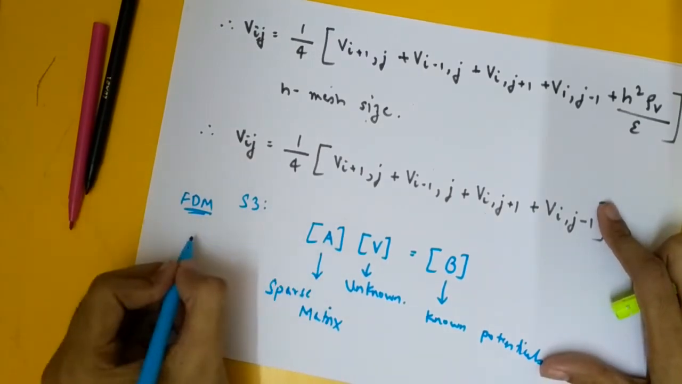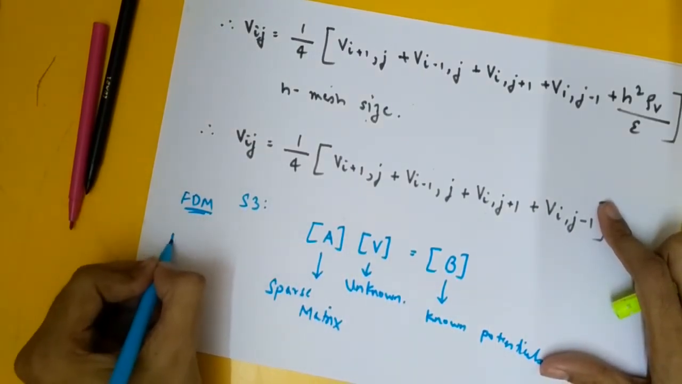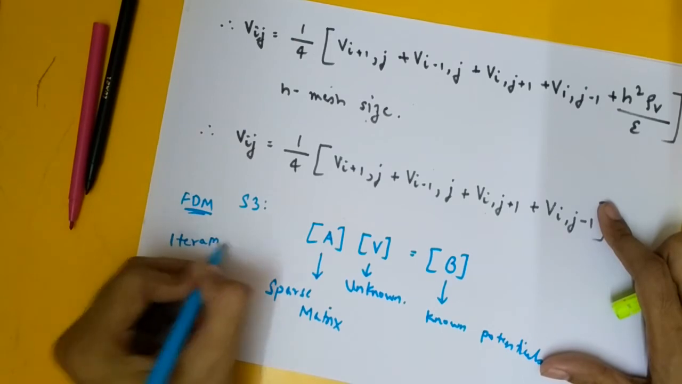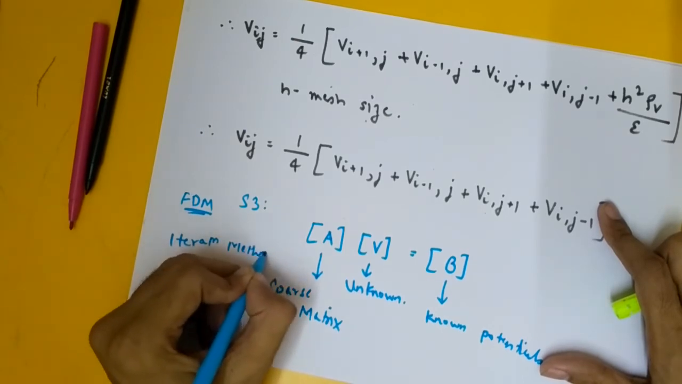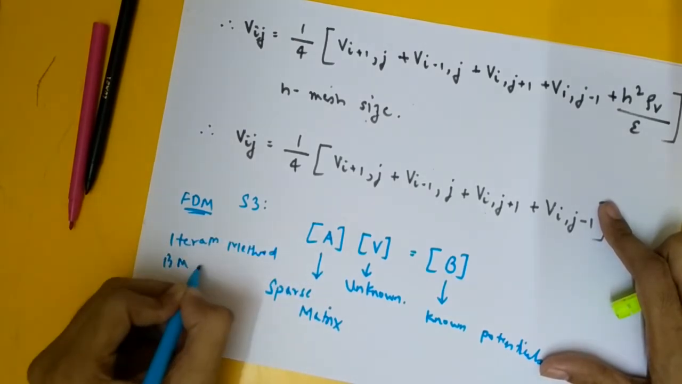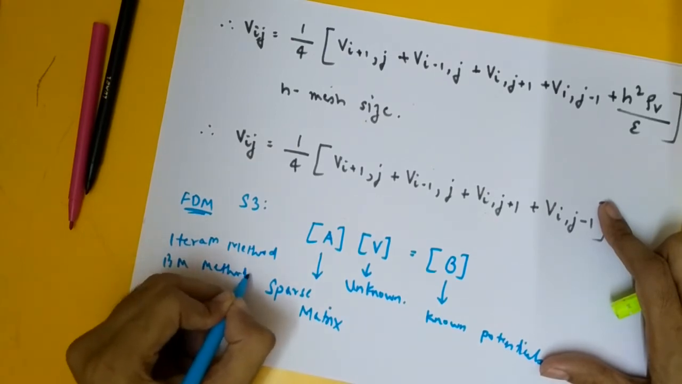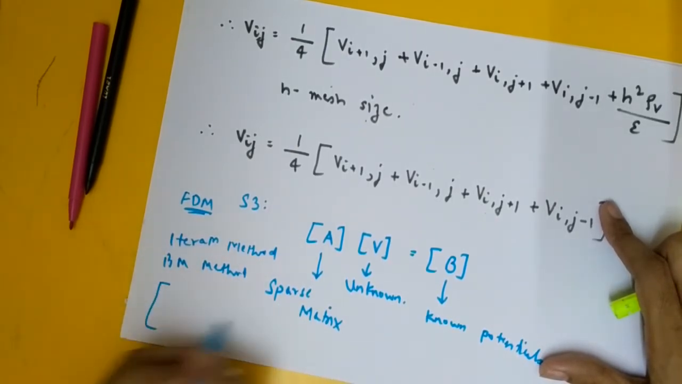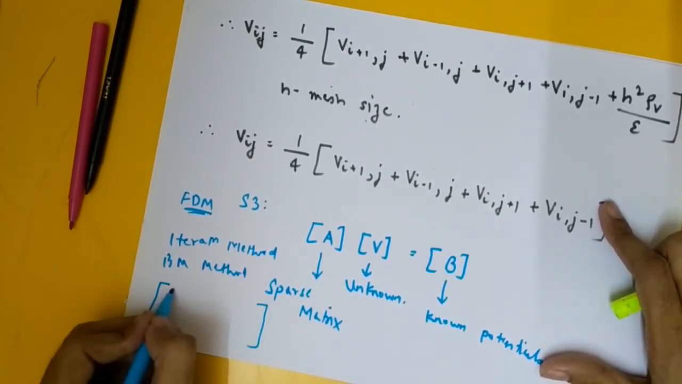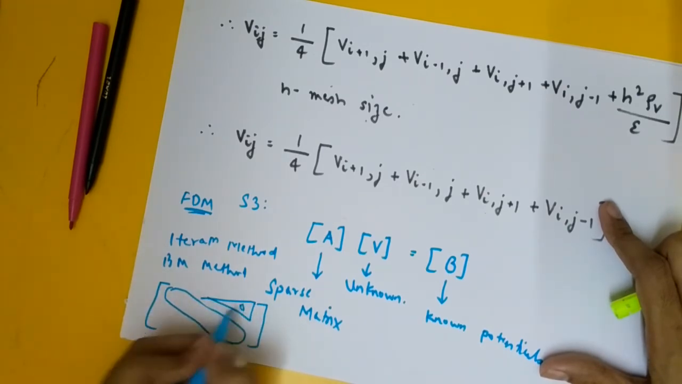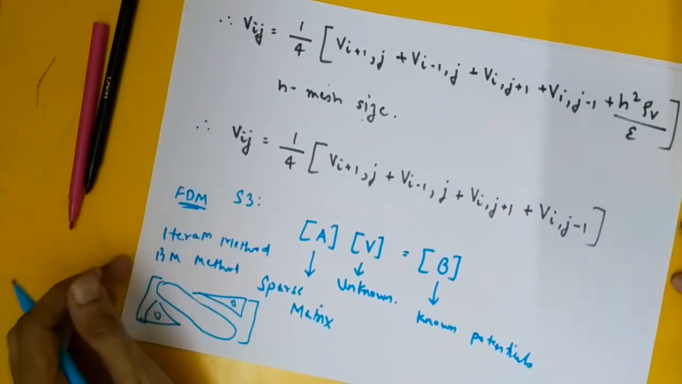So this you can solve by two methods, which are the iteration method and the band matrix method. Why is it called a band matrix? Because this matrix A, the numbers will be concentrated along the diagonal, and the rest all this will be 0, this will be 0, so it is called a banded matrix. So from that the name band matrix method comes.